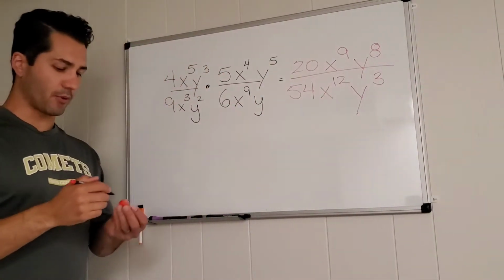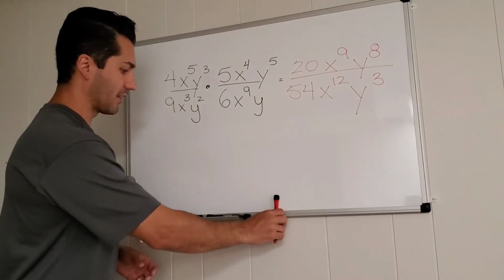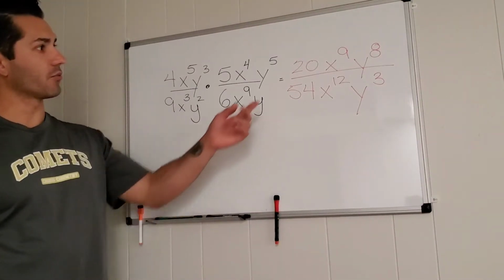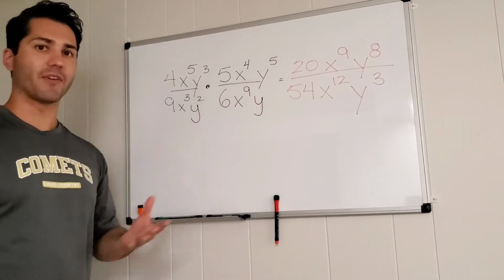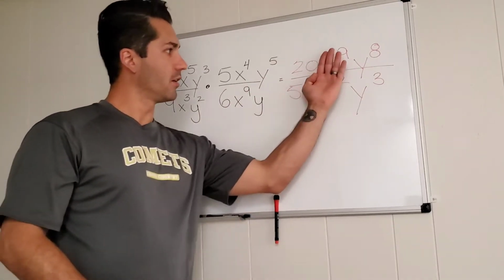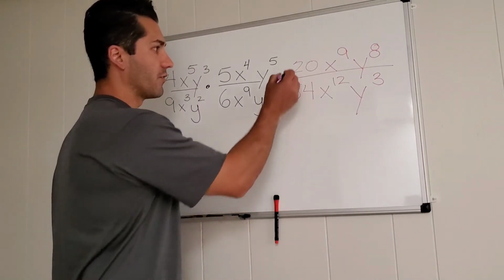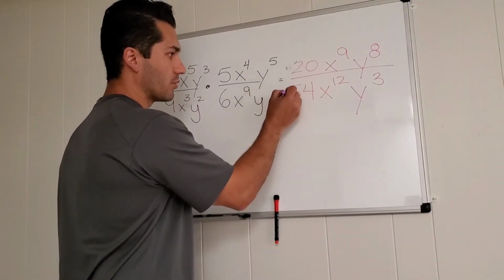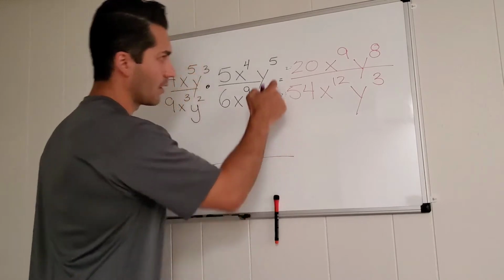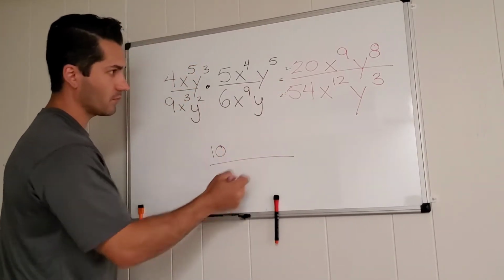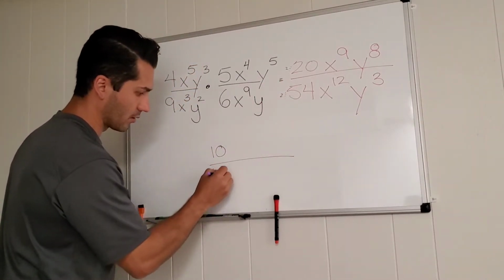Once we multiply, we have to look to see, can we simplify anything? And we're going to realize regular numbers are regular numbers. You simplify those the way you always had. 20 over 54, you reduce. What goes into 20 and 54? We just reduce it by 2. And we get a 10 over 27.